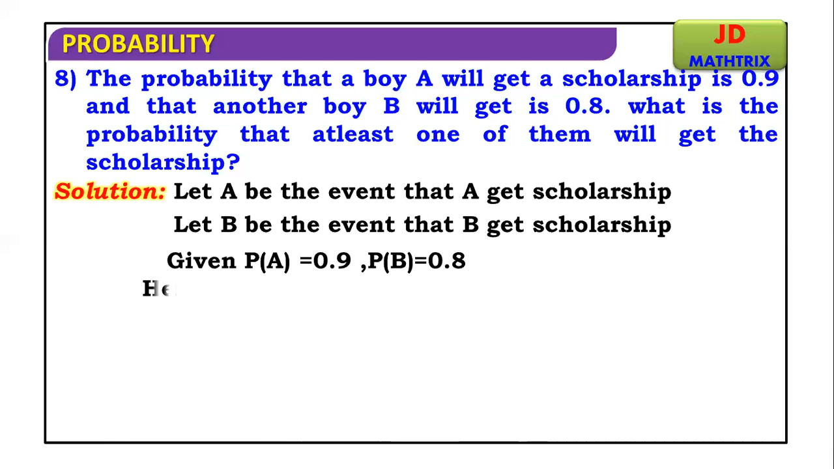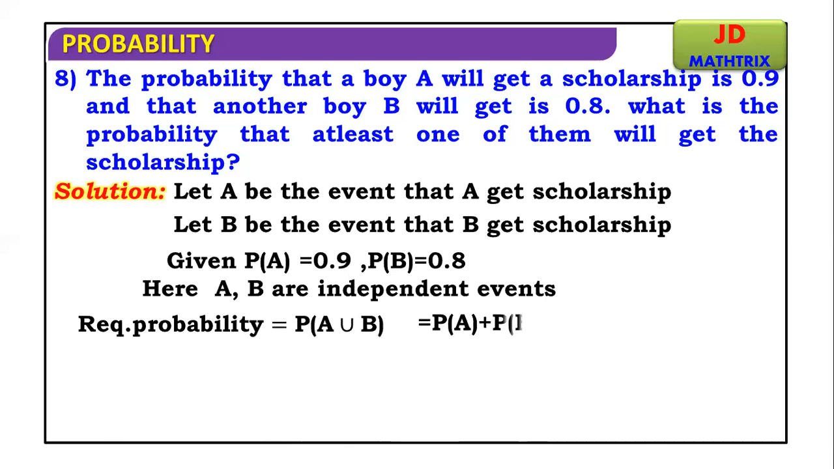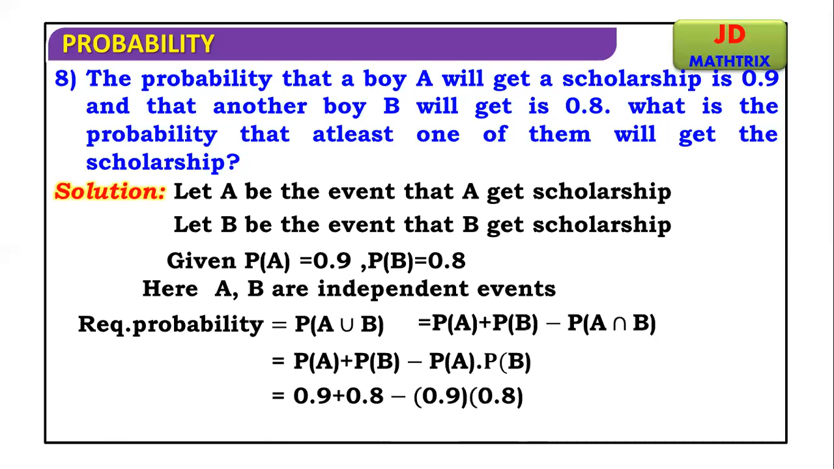So therefore, here A, B are independent events, and the required probability is equal to P of A union B. That is P of A plus P of B minus P of A intersection B. Now P of A intersection B can be written as P of A into P of B. Now substitute the values of P of A and P of B. That is 0.9 plus 0.8 minus 0.9 into 0.8. So this is 1.7 minus 0.72. So finally we get 0.98. That is the required probability.